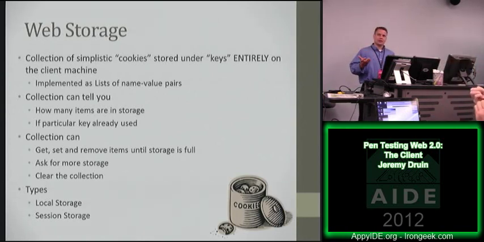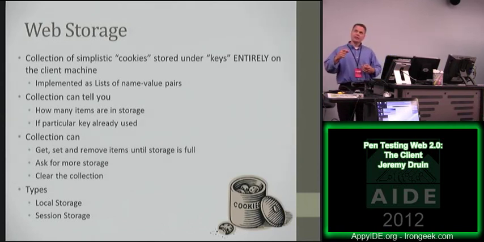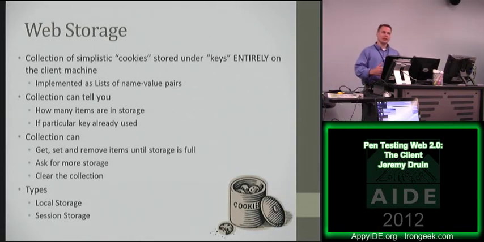The collections are pretty smart. They can tell you how many name-value pairs are inside. They can let you know if you've already used a key or not. The key is what you store the value under. It's the name, equivalent to the current name of a cookie. And they can also tell you if you've used up all the storage that's allocated.